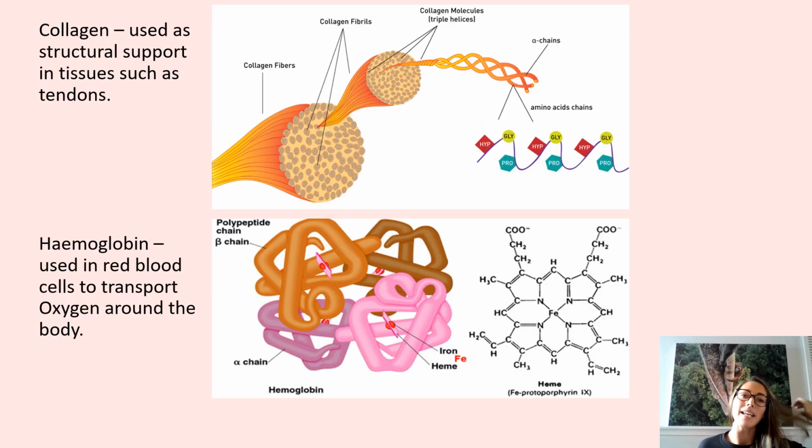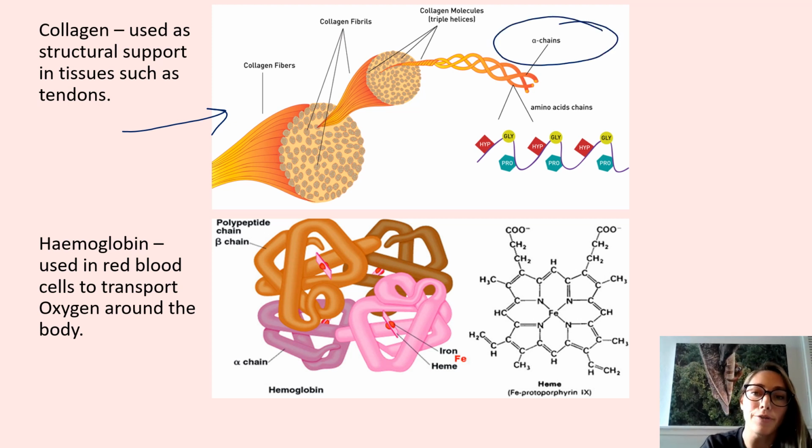A couple of examples here. So collagen was one example we just gave, and here is a nice diagram of what collagen would look like. So you can see actually collagen fibers are made up of lots and lots of chains of these proteins. And here you'll notice it says alpha chains.